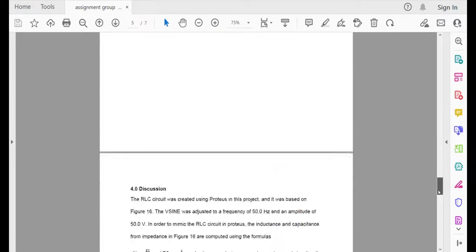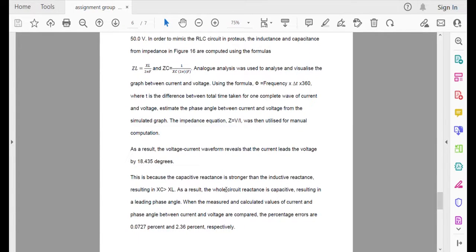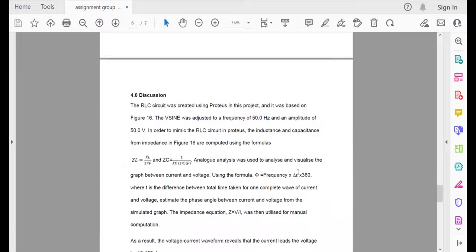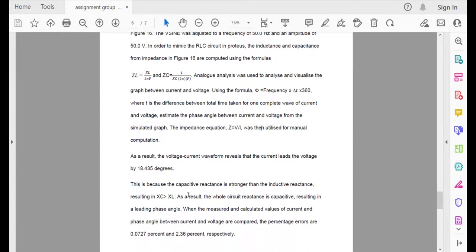So after that, as a result, the voltage waveform reveals that the current leads the voltage by 18.435 degrees. And as I mentioned, this is the answer, 18.435 as we got. This is because the capacitive reactance is stronger than the inductive reactance, resulting in XC more than XL. As a result, the whole circuit reactance is capacitive, resulting in a leading phase angle.